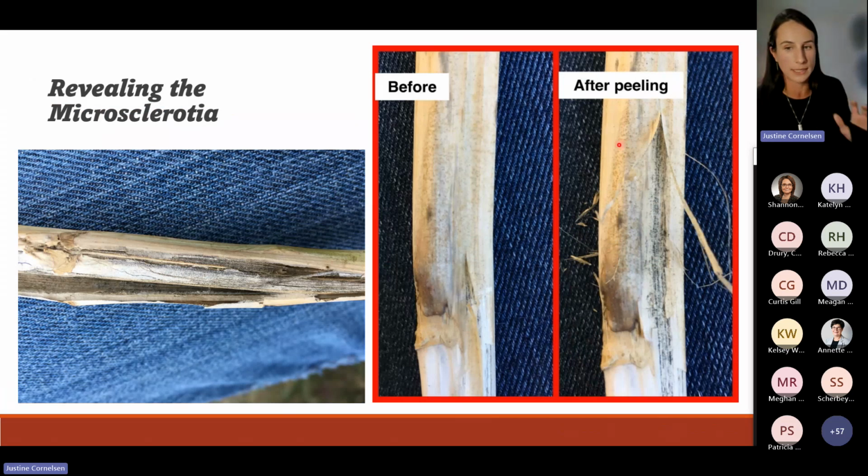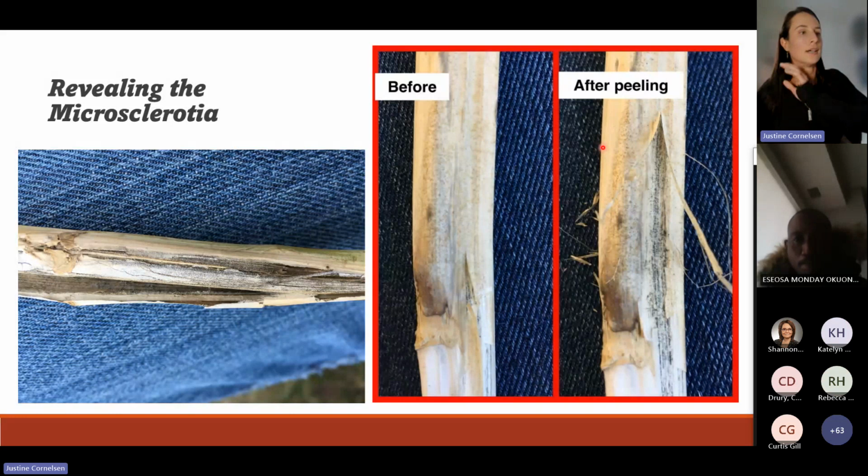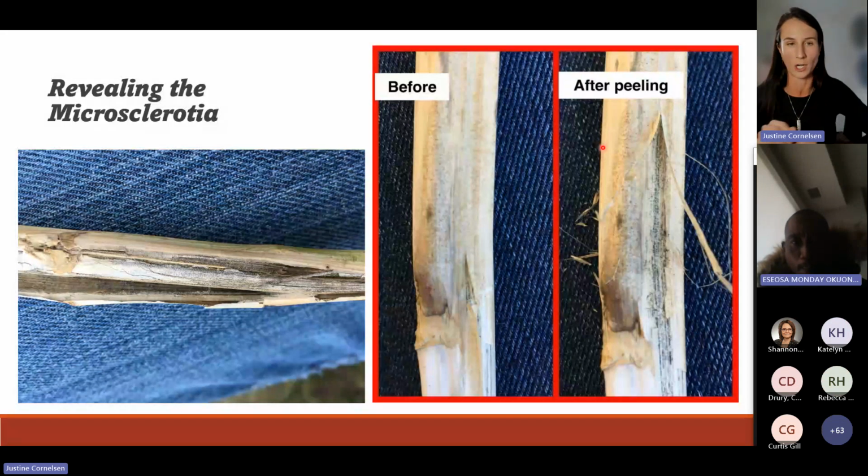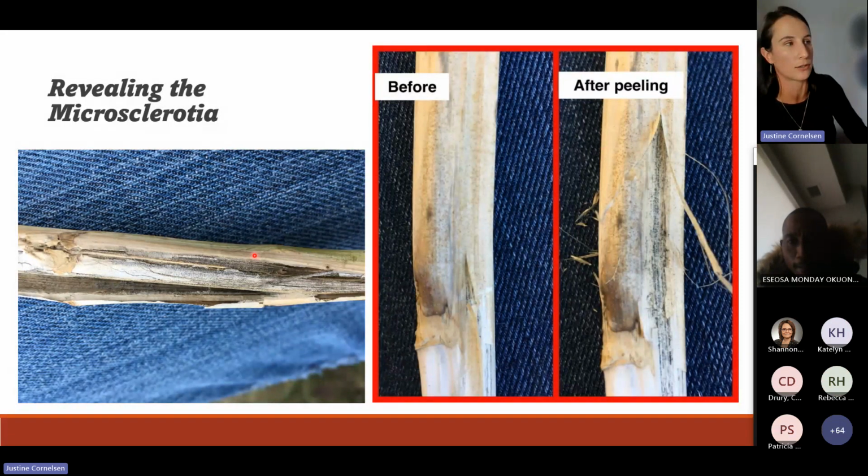So the really key sign is finding microsclerotia. If you can find microsclerotia, that is the deciding factor between it being verticillium versus sclerotinia, blackleg, alternaria, the whole host of other diseases that we work with. If you can find microsclerotia up in the stem, it's a pretty safe bet that you're dealing with verticillium.